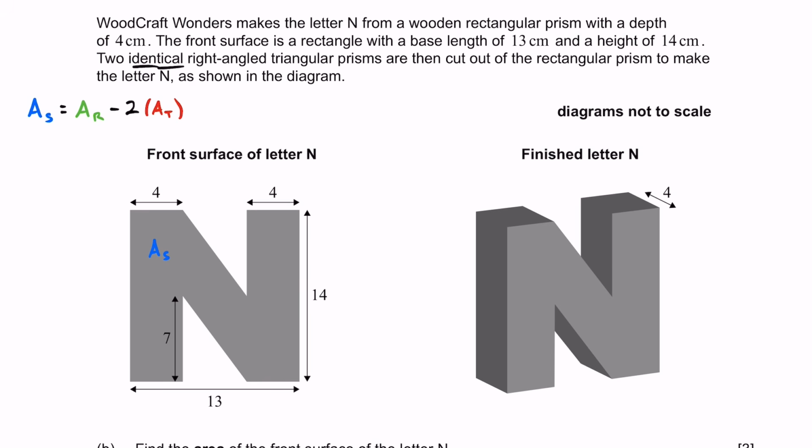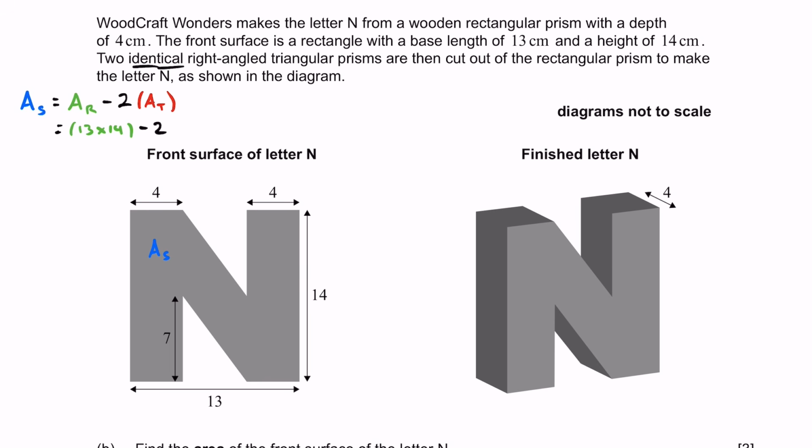Okay, so first off, let's find these values. What is the area of the rectangle? This larger piece. What's a 13 by 14 rectangle? So we can write that out. It's equal to, this is a 13 by 14 rectangle. Okay. And then what about these triangular faces?